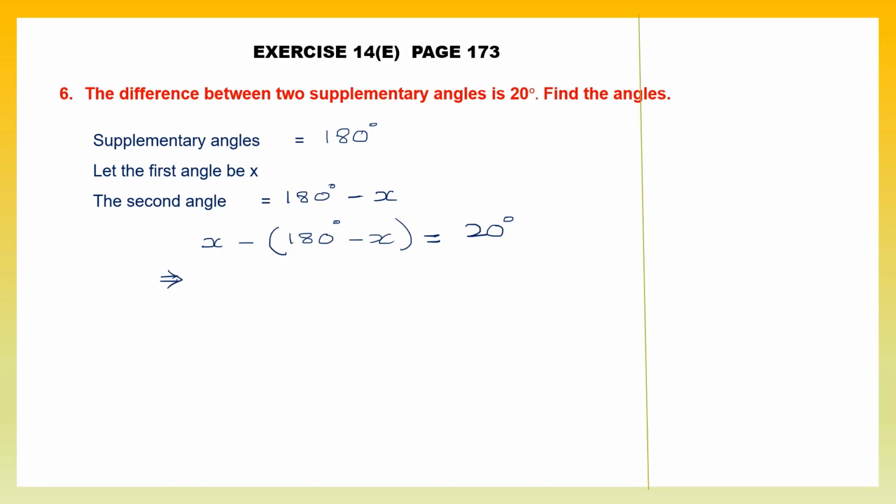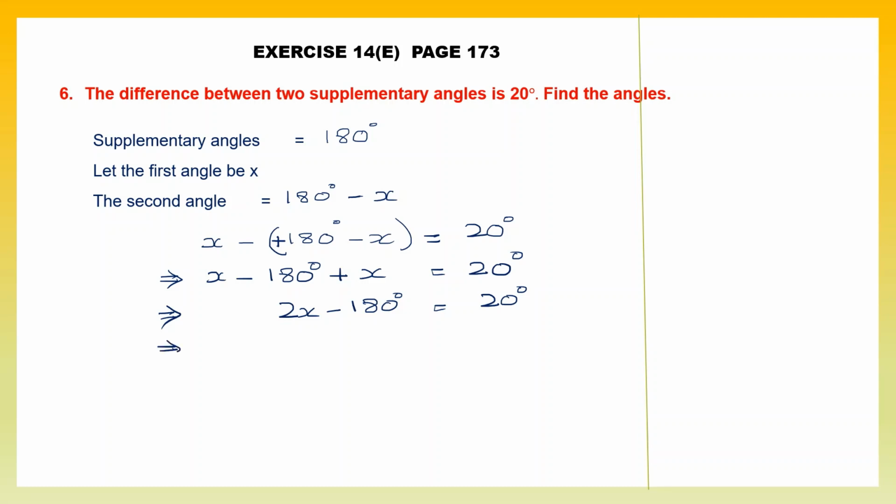Now let's open brackets. So x, now we have minus here. So remember, when you have minus before a bracket, the sign of all the terms inside the bracket will change. Now this is plus, so that will become minus 180 degrees, and minus x will now become plus x. So together all this is equal to 20 degrees. So let's work on the x first. So here we have 1x and here we have another plus x. So 1 plus 1 is 2. So we have 2x minus 180 degrees is equal to 20 degrees.